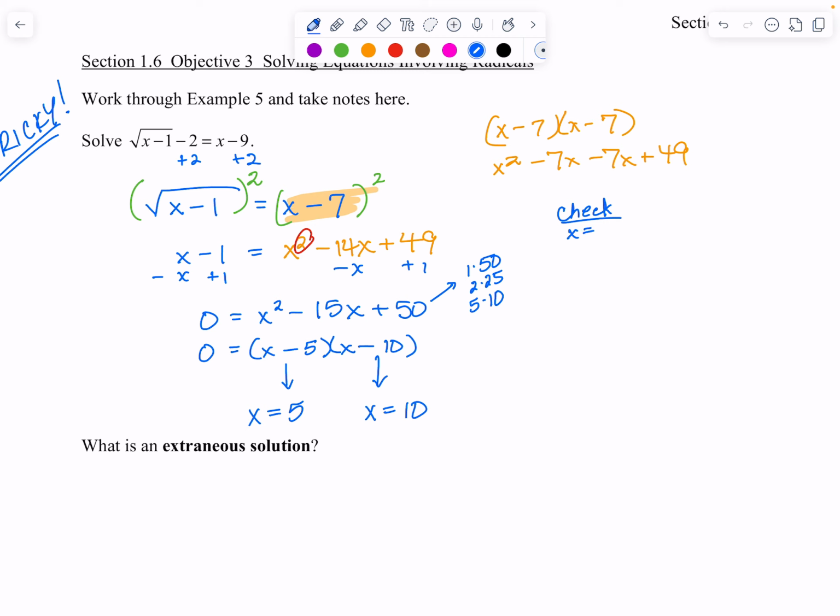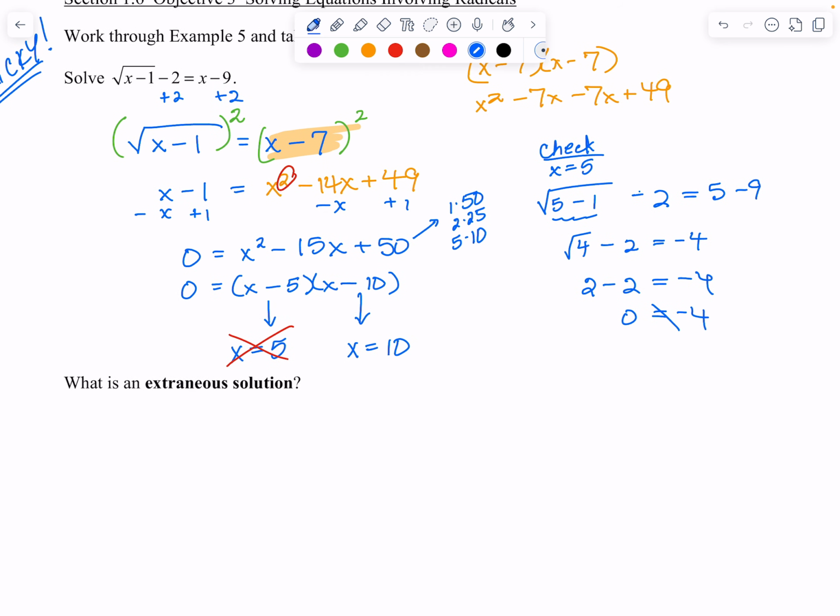So let's check x equals 5. By checking it, I'm just going to plug it into the very top problem, the one at the very beginning. So that's going to give me the square root of 5 minus 1 minus 2 equals 5 minus 9. So this is what, 4? So the square root of 4 minus 2, and 5 minus 9 is what, negative 4? I'll just go ahead and simplify that. Well, this is going to be 2 minus 2. So does 0 equal negative 4? Nope. So that means this guy does not work.